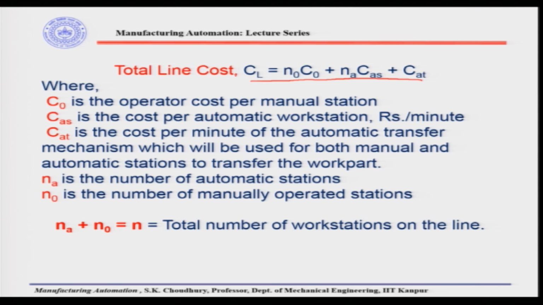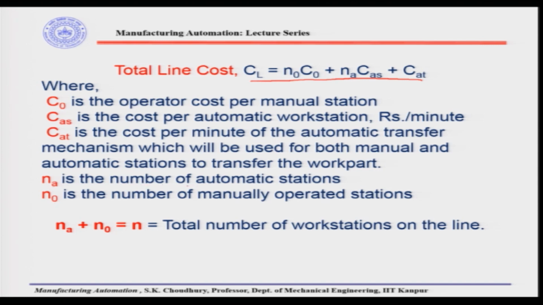Now, here the total line cost will be equal to N0 C0 plus NA into CAS plus CAT. Now, N0 is the number of manually operated stations. It could be any number. This is multiplied by C0, and C0 is the operator cost per manual station, how much you are paying to the operator for operating the manual station, plus NA into CAS.